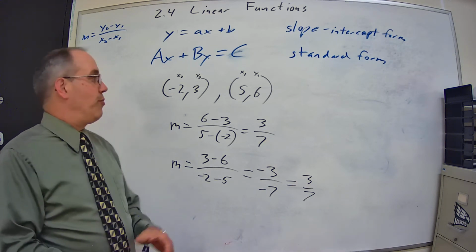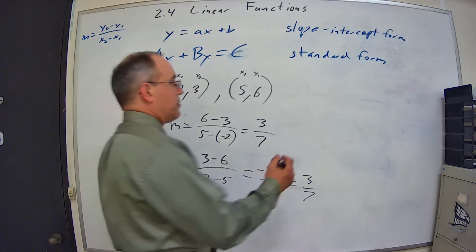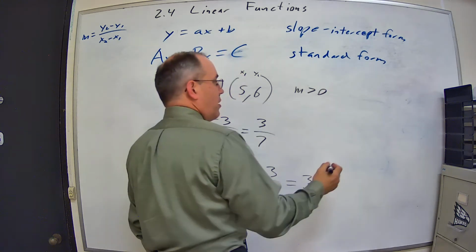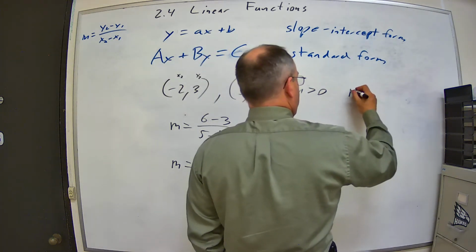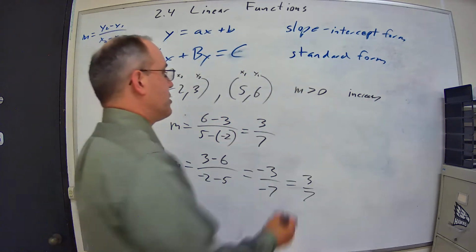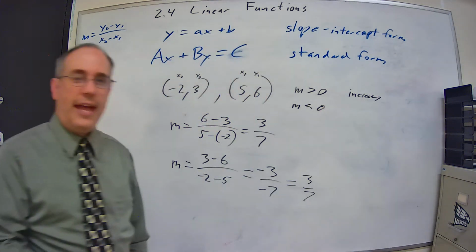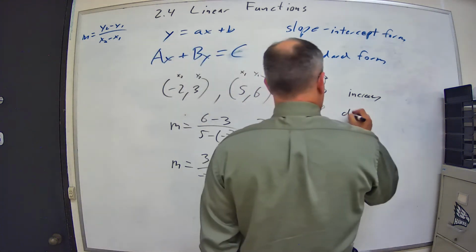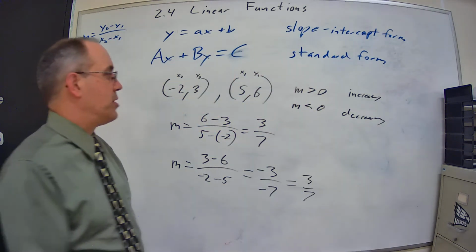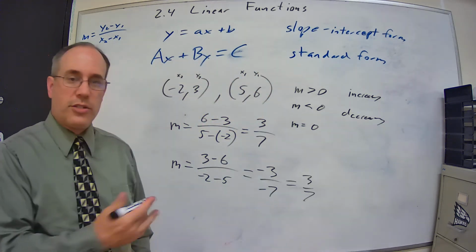So I guess I should say, well, what does that tell you? If you have a positive slope, if m is greater than 0, then it is increasing, meaning as x increases, y increases. If m is less than 0, your slope is negative, then it is decreasing. So as x increases, y decreases. If m is equal to 0, it's constant.